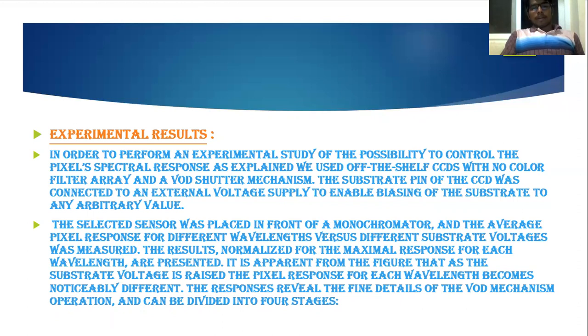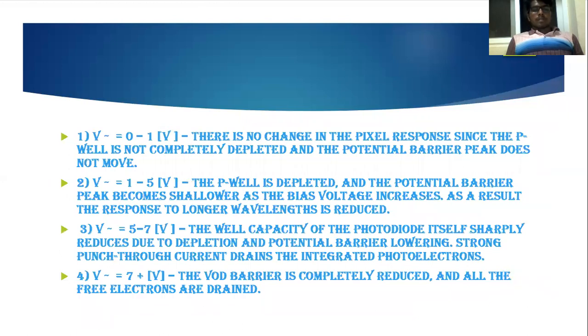It is apparent from the figure that as the substrate voltage is reduced, the pixel response for each wavelength becomes noticeably different. This response reveals that the fine details of the VOD mechanism operation can be divided into four stages. These are the four stages. First, from 0 to 1 volt, there is no change in the pixel response since the P-well is not completely depleted and the potential barrier takes some time. Second, the P-well is depleted and the potential barrier becomes shallower as the bias voltage increases. As a result, the response to longer wavelengths is reduced.